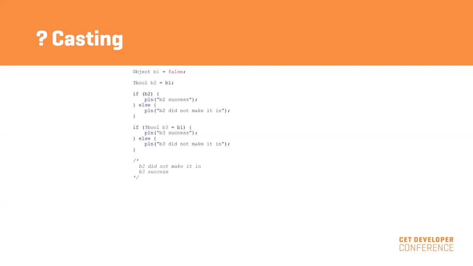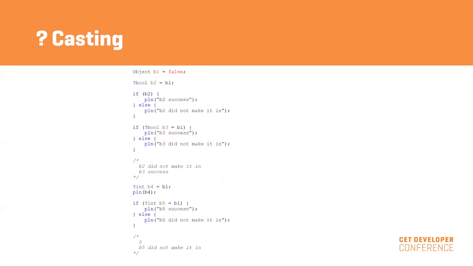However, if I do this inside of an if statement, it is actually checking to see if the cast was successful, not the value. So even though in the second case here, B3 will equal false, the cast itself was successful, therefore it will pass this if condition. So it will get into B3 is successful. That's just something to note, that they do behave a little bit differently, and something to watch out for if you're going to be doing this.